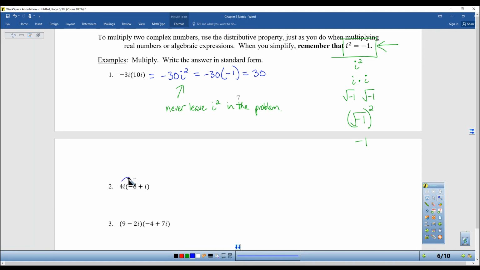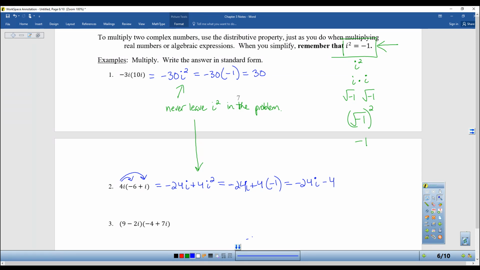You can distribute just like you would an x. So this becomes negative 24i plus 4i squared. But remember, you can never leave an i squared in the problem. So this is going to become negative 24i plus 4 times negative 1. Oops, there's an i there. Which is negative 24i minus 4.